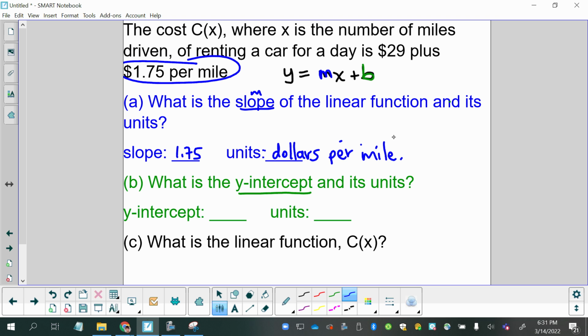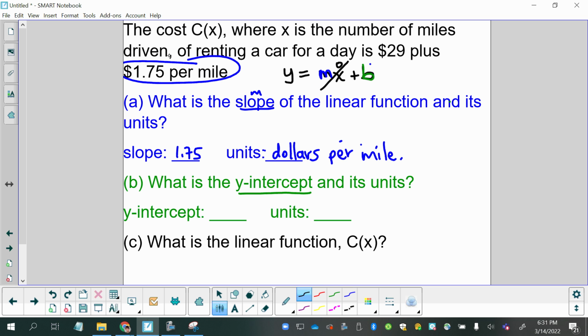Now part B, what is the y-intercept and its units? Well, the b on the end of the linear equation in slope-intercept form is the constant number that is the y-intercept. In other words, if you put a 0 in for x, that term would cancel out and you would just have y equals b. When x is 0, it means that no miles have been driven yet. So what is the cost of our bill at that point?